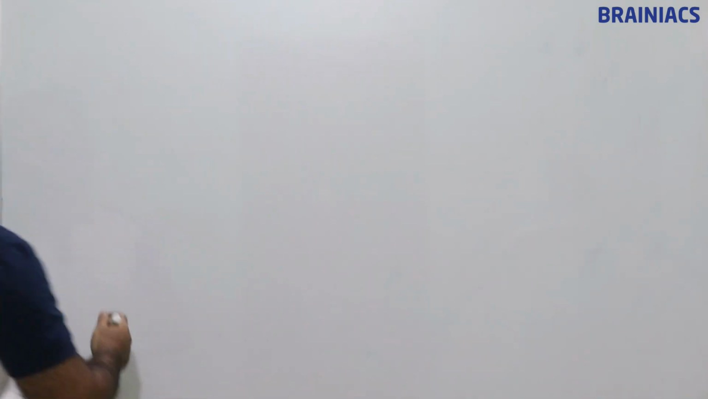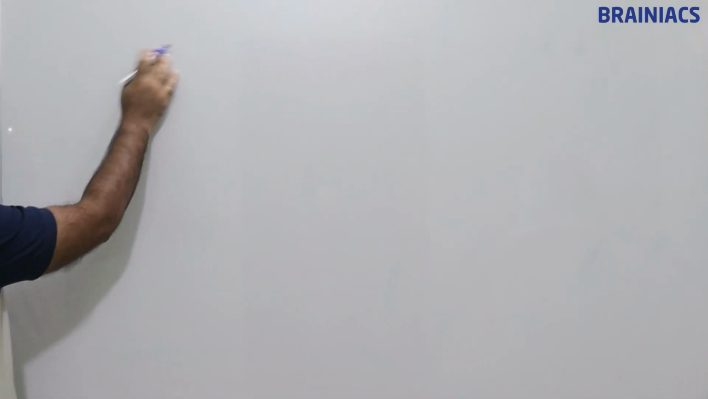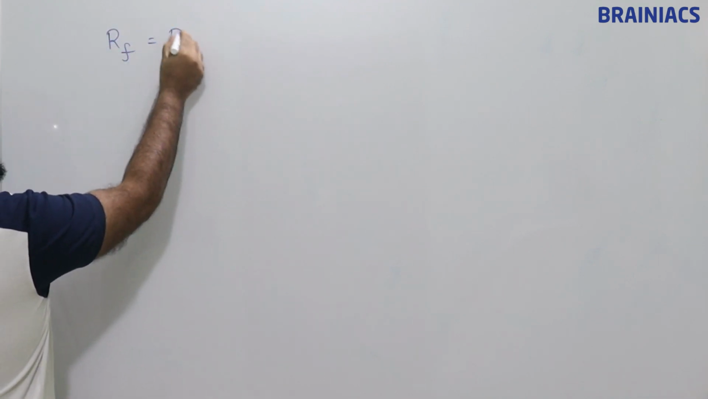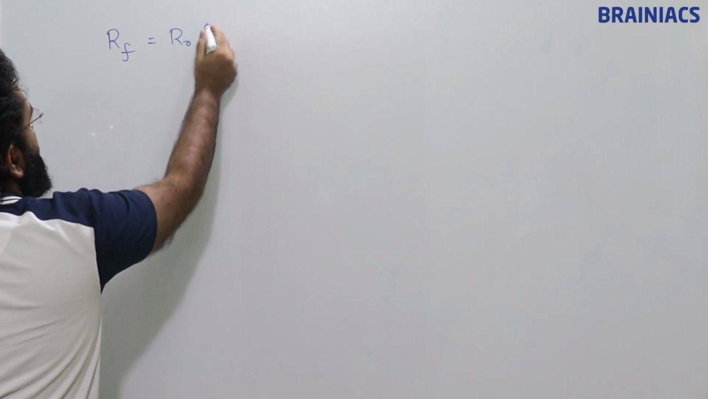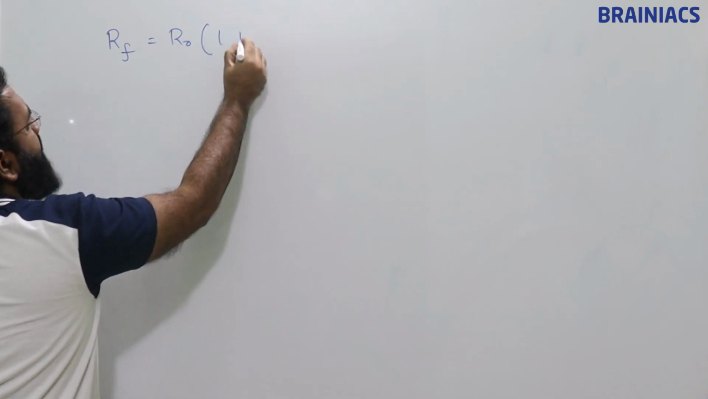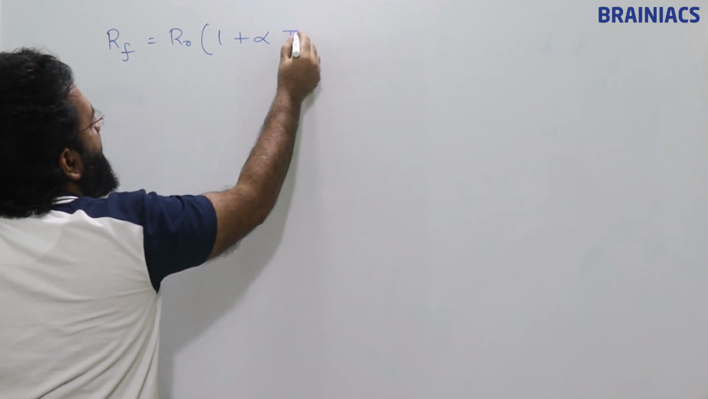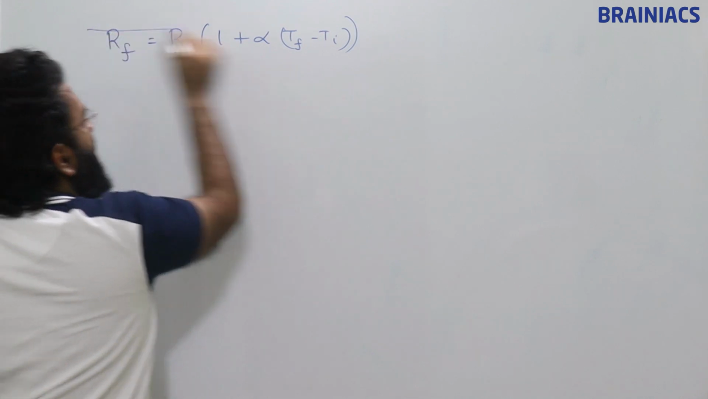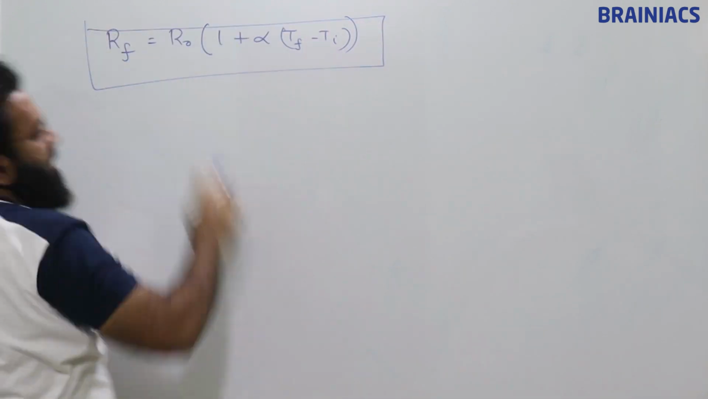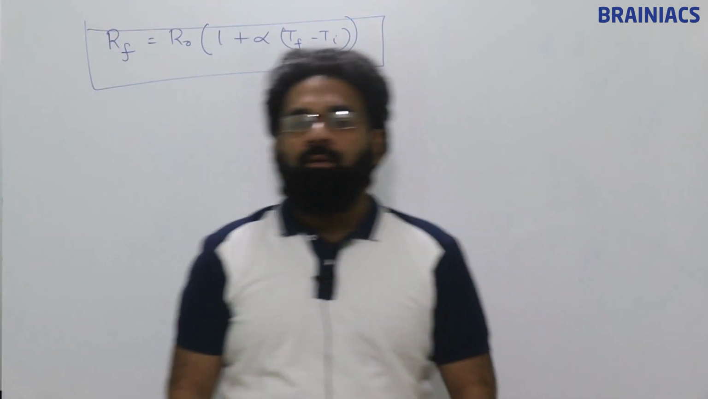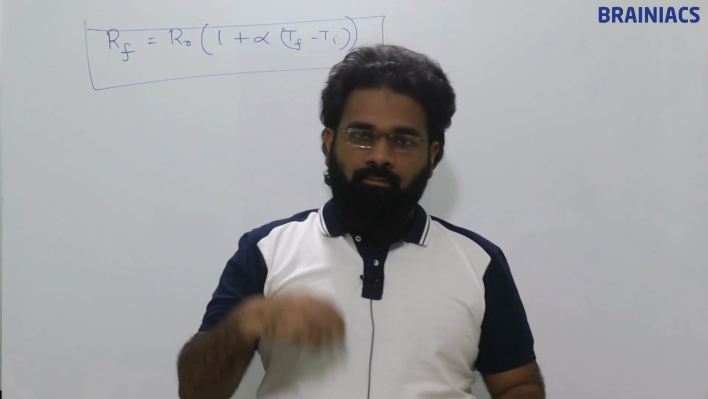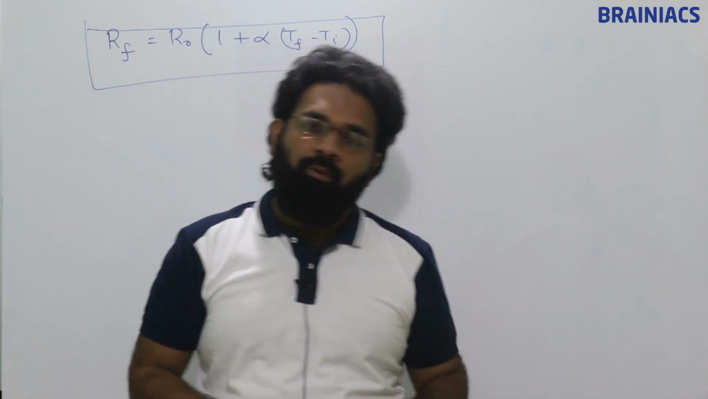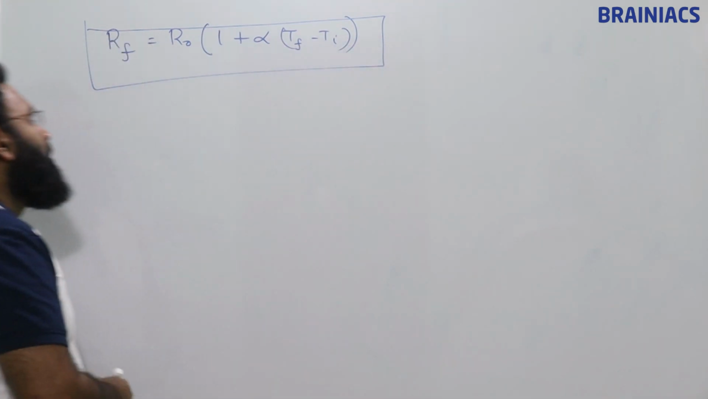So the final resistance is equal to R naught, which is the initial resistance, into 1 plus alpha times (T final minus T initial). This is the formula, but we will see how this comes, so that if they play with the question, you will be able to answer. So how it comes, we will see.